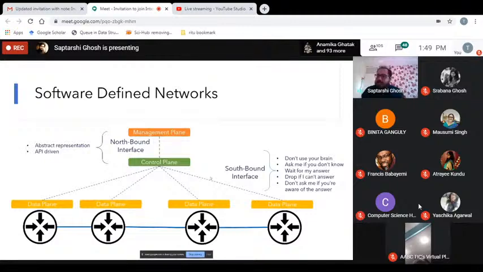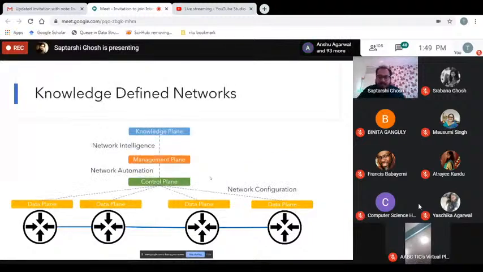One thing was missing. Remember the 5G SON, the self-organized network, the fourth feature of it, the self-learning feature? When we add that, this becomes a knowledge-defined network. So what happens? The SDN is preserved. We have the control plane, data plane, management plane, everything is there. We have an extra plane called the knowledge plane.